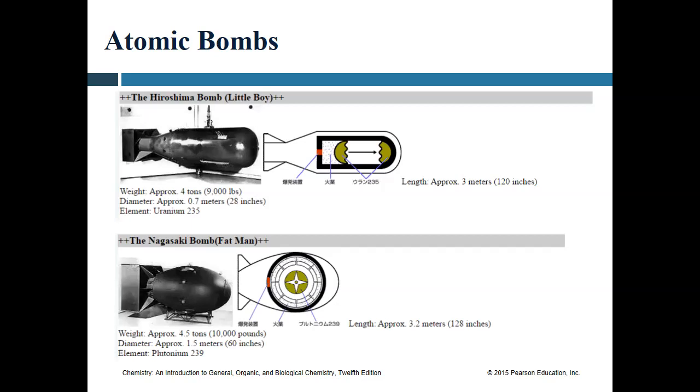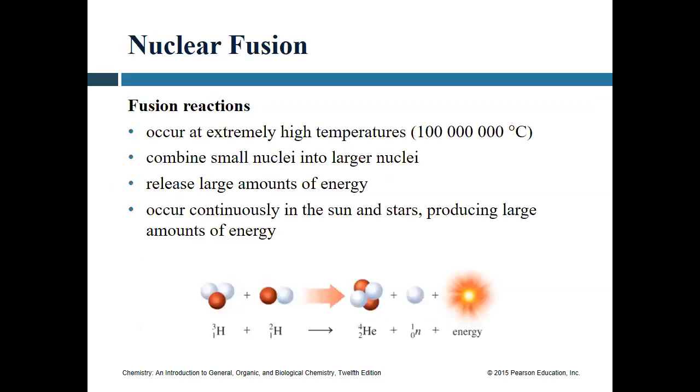The one that fell on Nagasaki, the Fat Man, was a little bit larger and a little bit heavier. And what made it stand out was it definitely was more protruded. It was rounder than the other one. The other thing was that instead of the uranium, they used plutonium. So that's nuclear fission.